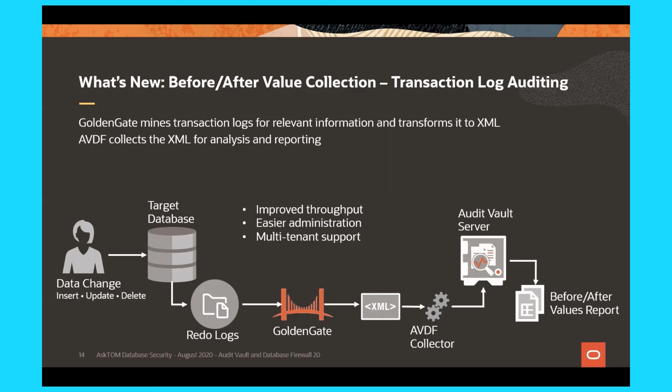We've got an Audit Vault agent. The Audit Vault agent picks up those XML documents that Golden Gate is writing out. The Audit Vault collector reads those XML documents in, sends it up to the Audit Vault server where it is available for before and after values reporting. Let's take a look at this.